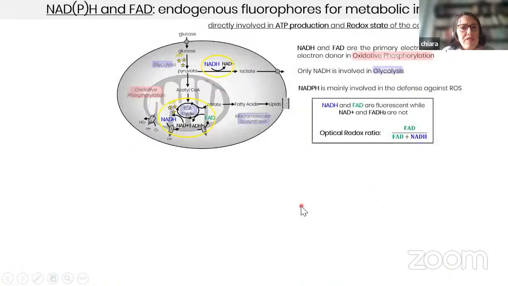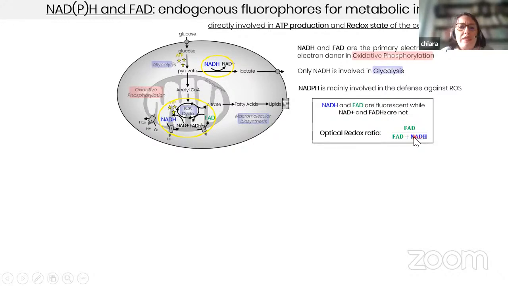So we are mainly focusing, for the metabolic imaging, on NADH and FAD, because these are involved in the energy production and ATP production, in the redox states of the cell. As you know, NADH and FAD are the primary electron donor and acceptor in oxidative phosphorylation, so in the mitochondria, and NADH is also involved in glycolysis in the cytoplasm. Since the pioneering work of Britton Chance, the optical redox ratio was initially evaluated by intensity ratio, FAD over FAD plus NADH, which of course can work.